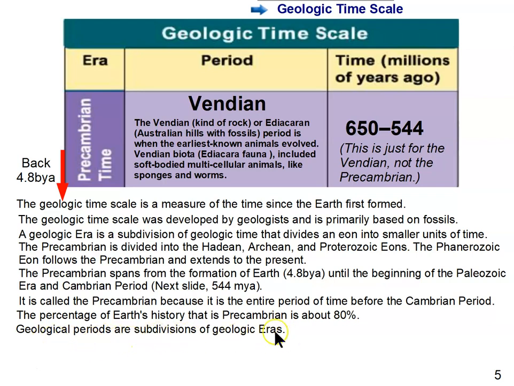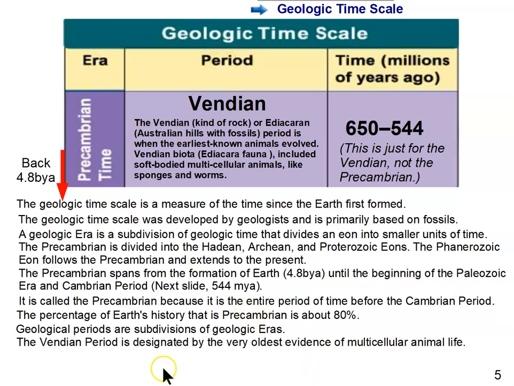Periods are subdivisions of eras, right? You can see that here from the diagram. The Vendian period is designated by the very oldest evidence of multicellular animal life. This is known as the Ediacara fauna, because it was found in the Ediacara hills in Australia. So this time period is also known as the Ediacarian. Vendian and Ediacarian periods are used interchangeably.